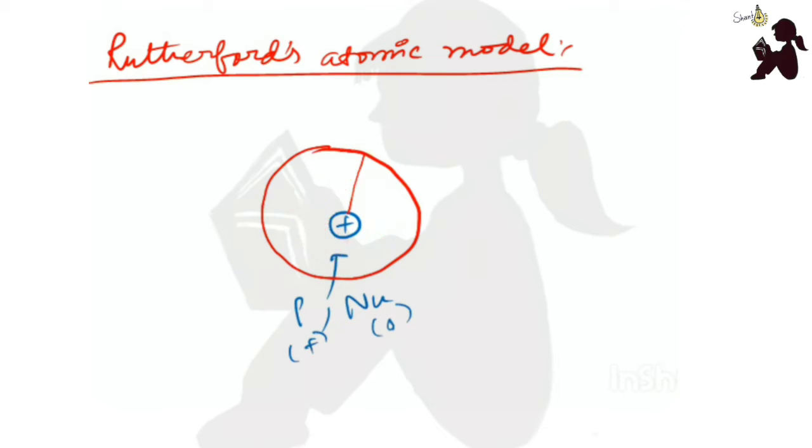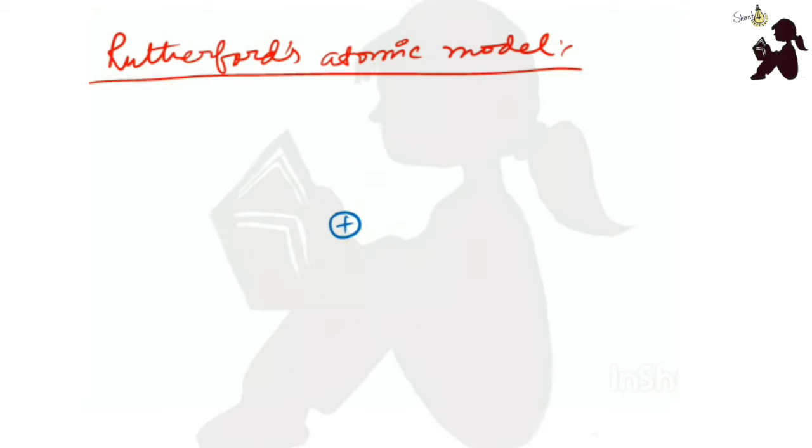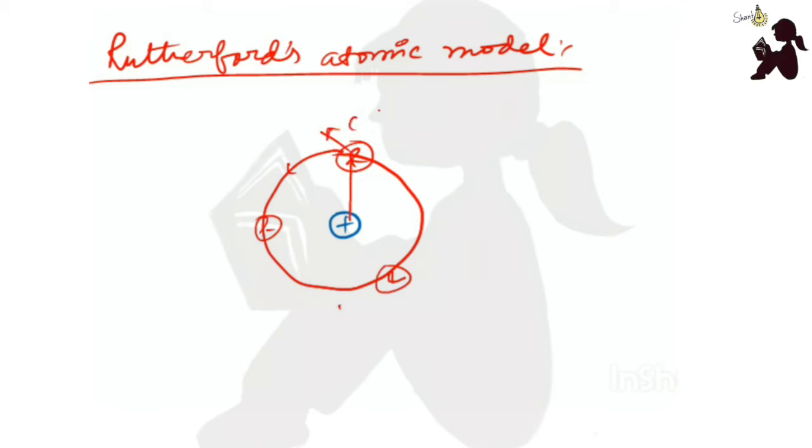He also said that surrounding this nucleus, electrons revolve in a circular way. This electron has some centrifugal force because it is revolving in a circular way, but it is balanced by the electrostatic force of this nucleus.